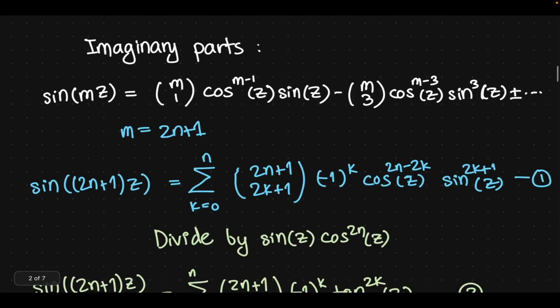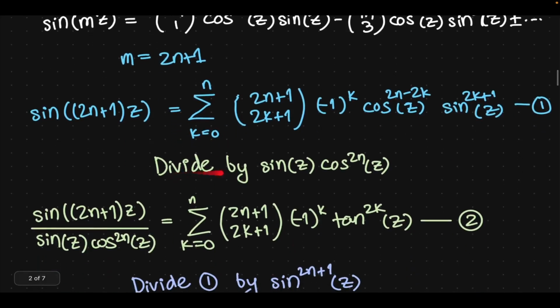Let's call that equation 1. This entire thing is equation 1. All I've done is write m as 2n+1. I've assumed that it's odd, and then I have written this free form into a more compact form using the sigma notation for the sum.